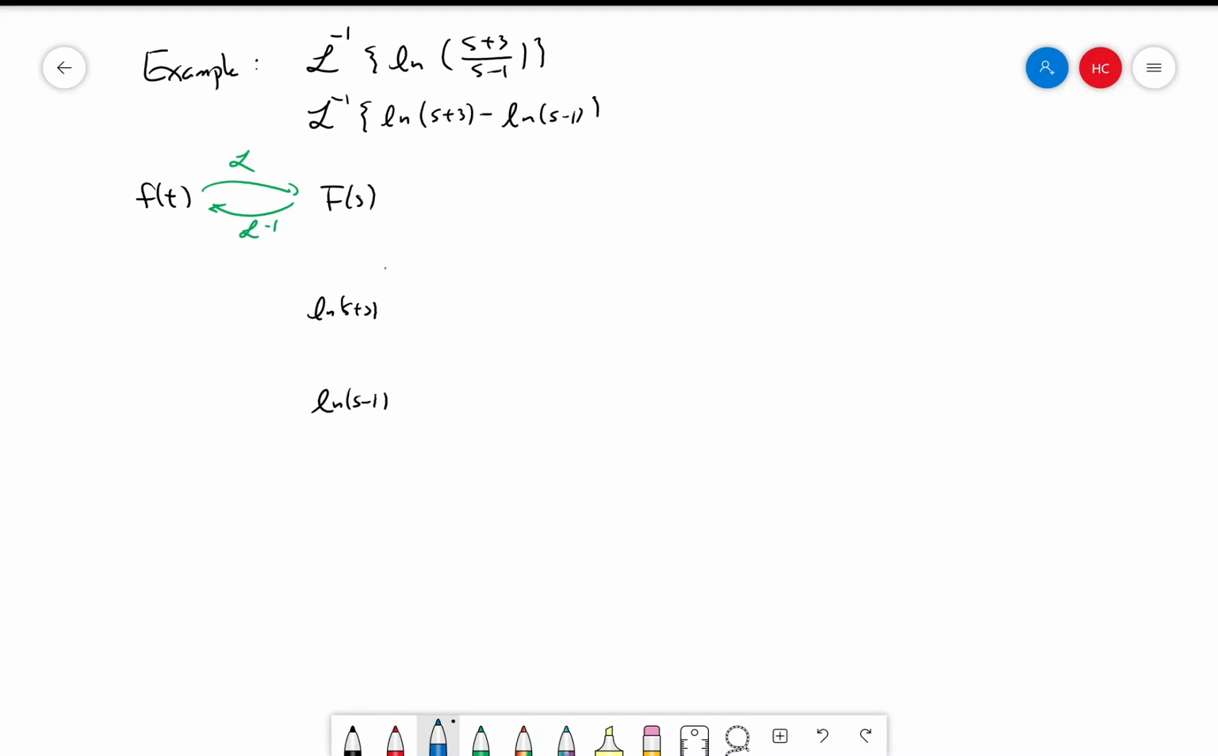But we know when we take the derivative, the natural log goes away. So all we have is 1 over s plus 3 and 1 over s minus 1, which we know how to find the inverse Laplace transform. So according to the table, the inverse Laplace transform of these two functions is e to the negative 3t and e to the t. And the theorem tells us that if it comes from the derivative, then all we need to do is divide by negative t here.